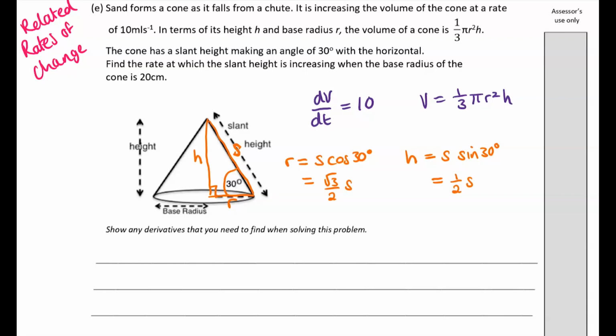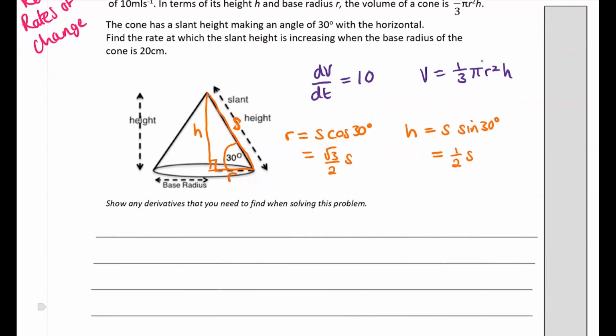Okay, then the thing we're being asked to work out is the rate at which the slant height is increasing at a particular point when the base radius is 20. So the rate we want to work out is ds by dt. So this will be equal to dV by dt, the thing that we know about. We've been given dV by dt, so start with that one. And then what do we need to times it by to make ds by dt? Well, we need to introduce s, and we need to divide out the V. So we need a relationship between s and V.